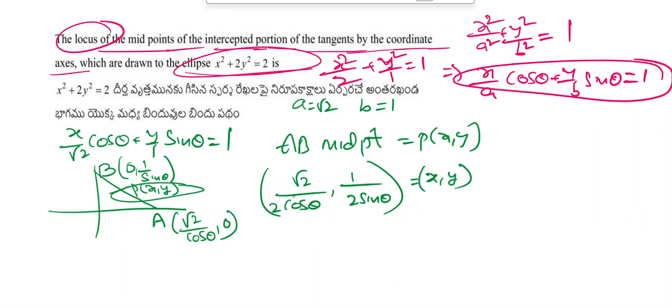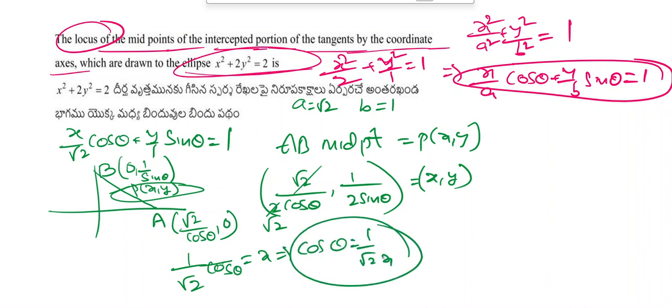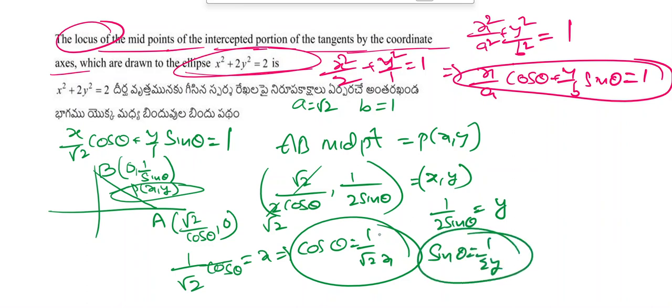From this, root 2 by 2, here root 2 cancelled, that is 1 by root 2 cos theta is equal to x. From this, cos theta is equal to root 2 x. This is the cos theta value. And equating y coordinates, that is 1 by 2 sin theta is equal to y. From this, sin theta is equal to 2y. This is the sin theta value.